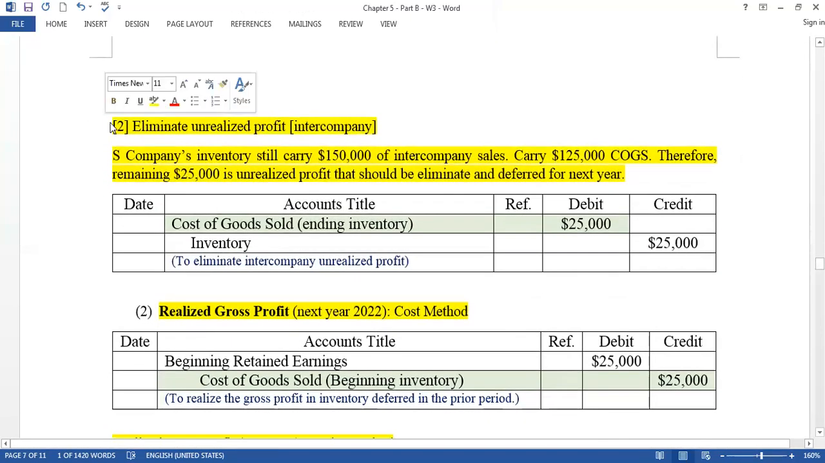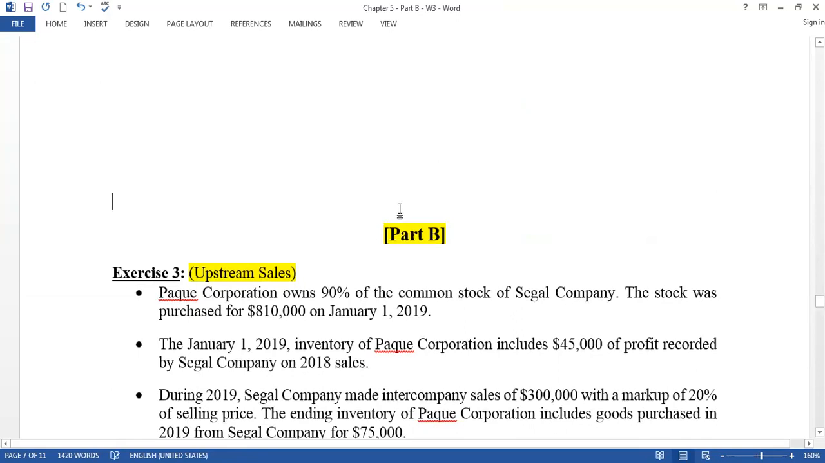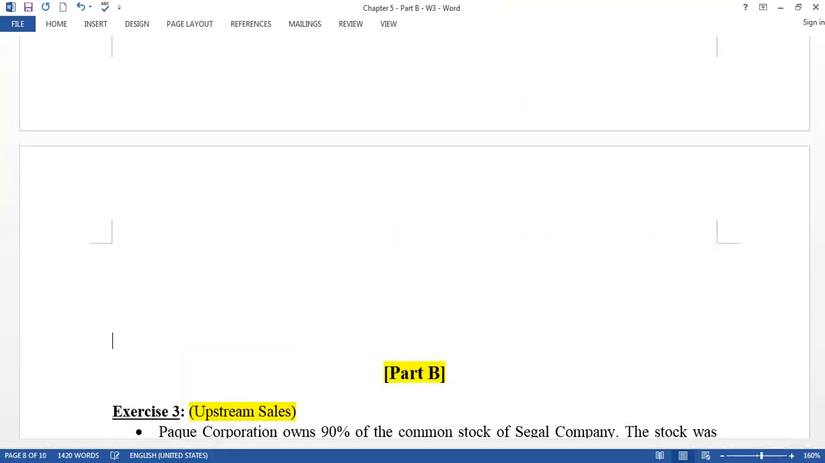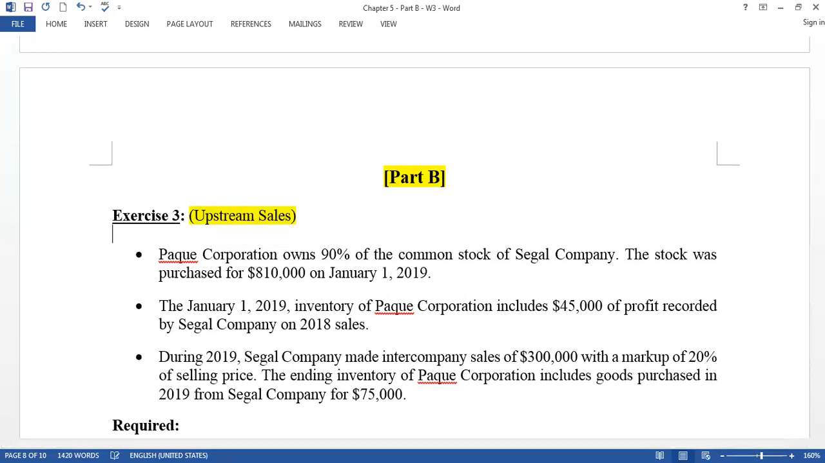So this is about the last class now. And this first part of the question, it was downstream sales. Now today's class is about upstream sales. If we have upstream sales, then we have to do something more. Now read this question carefully.